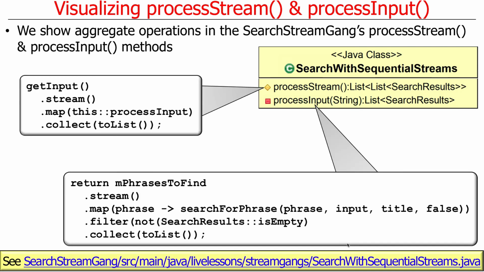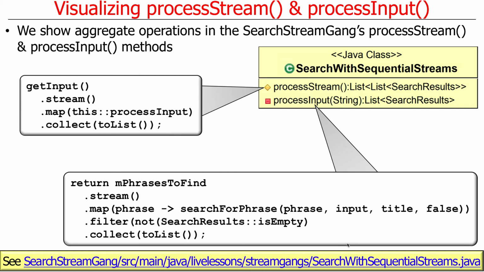And both of these have streams in them. As you can see here, the processStream method will take all the input, which are the works of Shakespeare, each play or each sonnet or whatnot, and it'll turn all that input into a stream of input. It'll then call processInput on each input source, each play, and it'll collect all that up into a list.